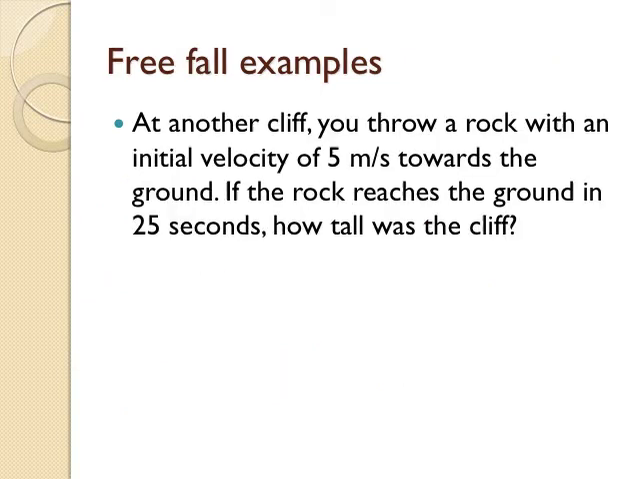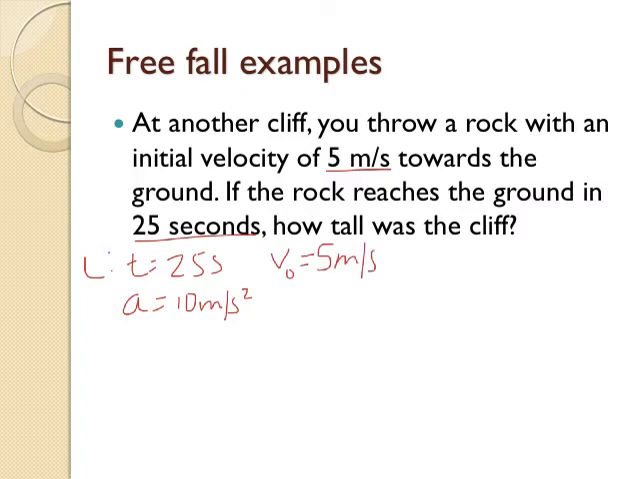Here's an example with an initial velocity. At another cliff, you throw a rock with an initial velocity of 5 meters per second towards the ground. The rock reaches the ground in 25 seconds. How tall is the cliff? Very similar to the last one, except this time we have an initial velocity. So t is 25 seconds, our acceleration is, again, positive 10 meters per second squared, this time V0 equals 5 meters per second, and s equals question mark.